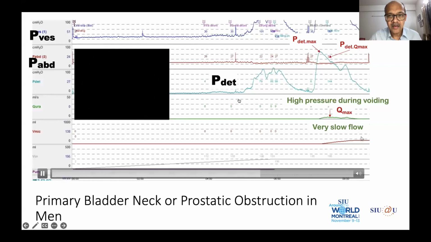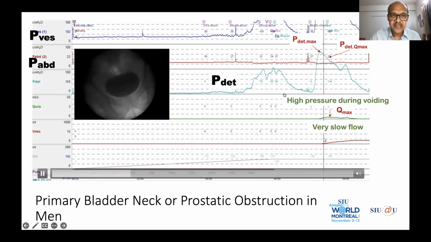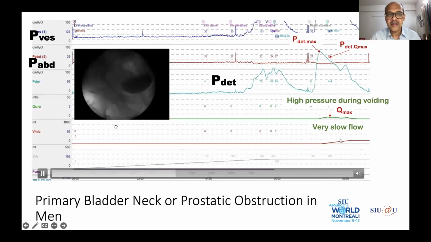So this is a young man, and you can see here in this patient on the video, play again on the video, you can see here that the bladder neck is not opening well despite that very high pressure. And so this is a primary bladder neck obstruction.